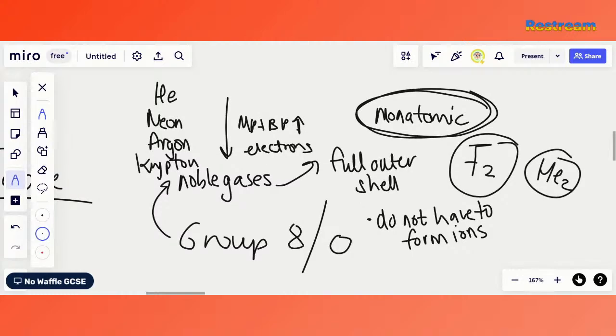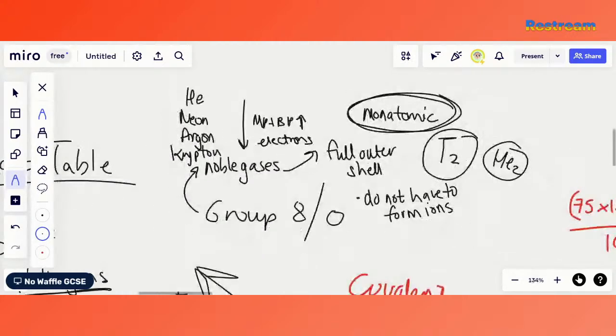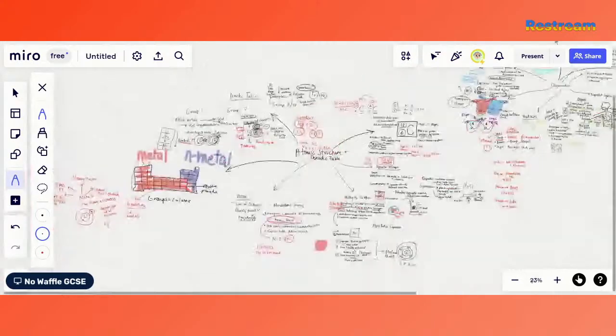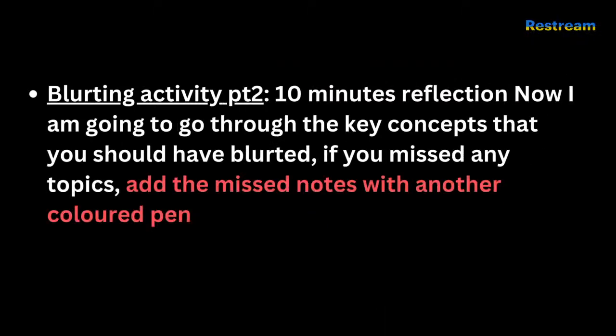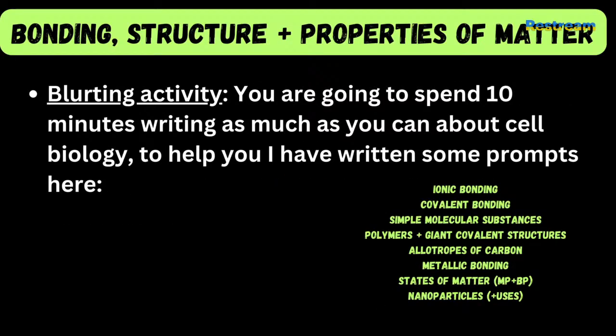Okay, so that is chemistry. If you've missed anything, feel free to note that down. Now we're going to look back onto our next topic, which is bonding, structure, and properties of matter. I want you to write as much as you can remember within this last 8 minutes. I'm sorry this is running over massively, but within 8 minutes up till 7 o'clock, please write as much as you can about ionic and covalent bonding, polymers, metallic bonding, states of matter, and nanoparticles. You get a lot of questions about these, so we're going to go through that in a second. See you soon.